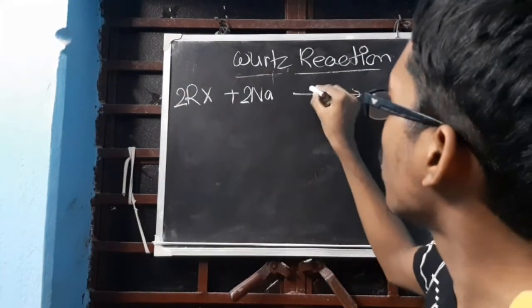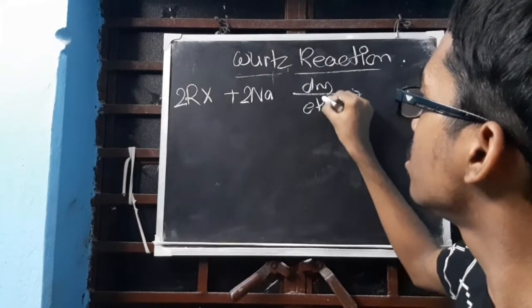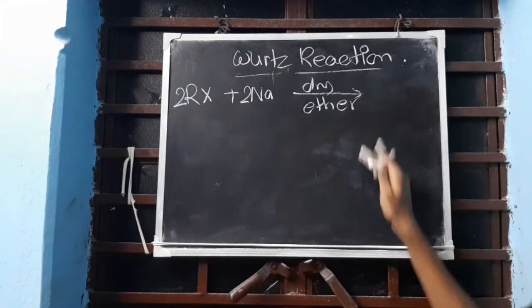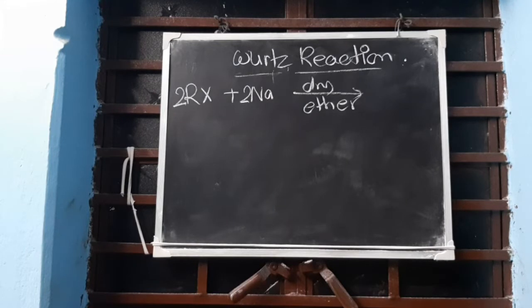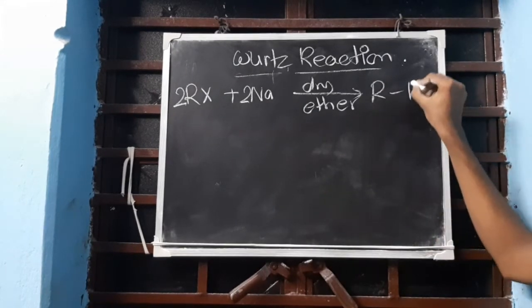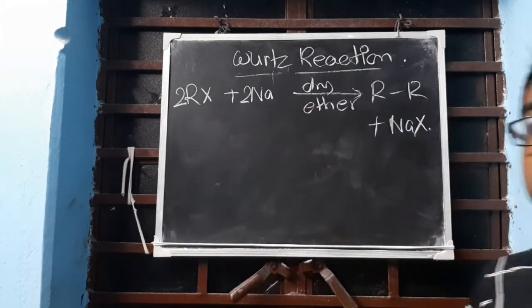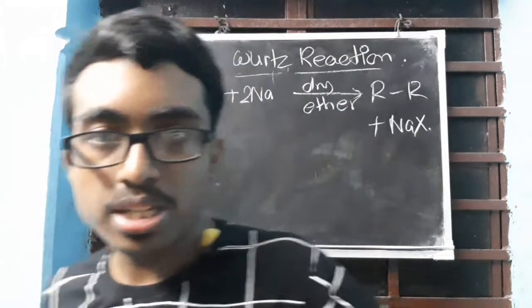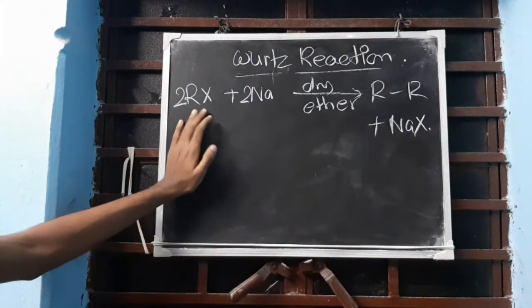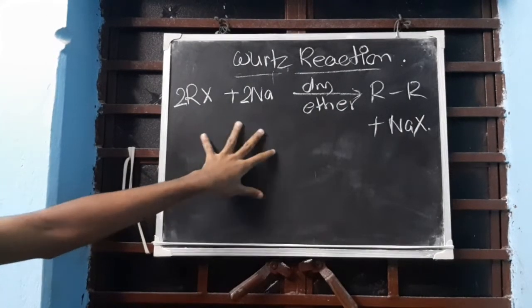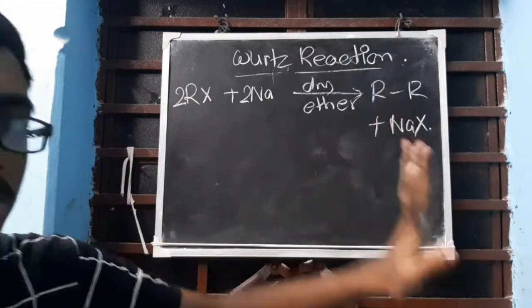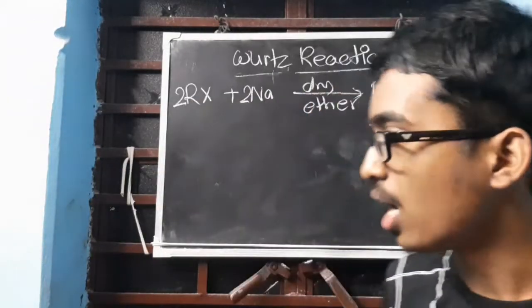In the presence of, very important, you must mention, dry ether. Ether, you already know what ether is. In the presence of dry ether, it will give you R-R plus NaX. Basic syntax I have given. R-X plus 2Na, both 2, in dry ether gives R-R plus NaX. Clear? Now apply. How will you apply?